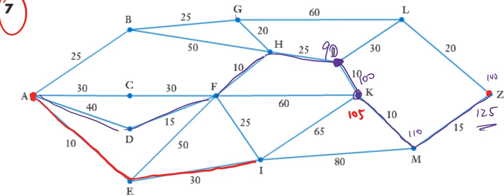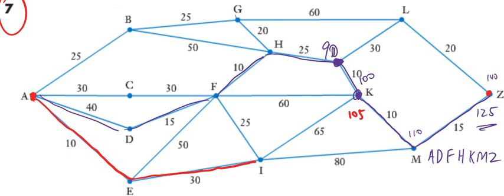We're not done yet. We've got a few things to show. Firstly, you're going to want to highlight it. So I'd probably do a question like this in pencil. So we've highlighted the shortest path. We need to state the actual shortest path. So the answer is A, D, F, H, K, M, Z.